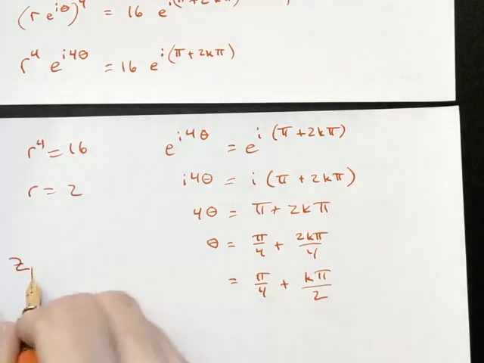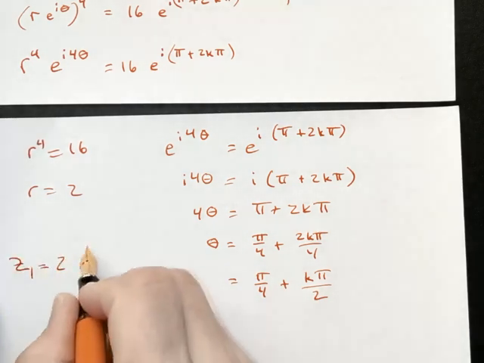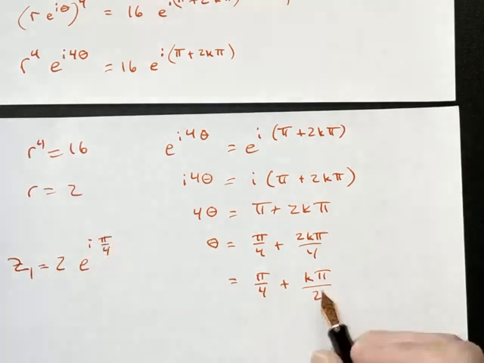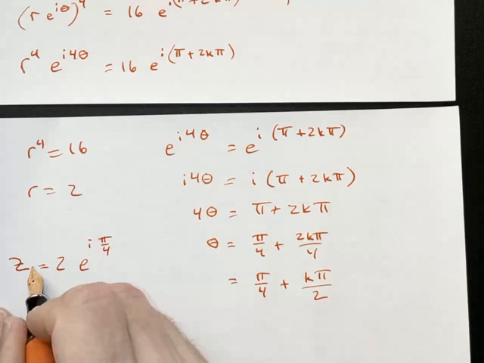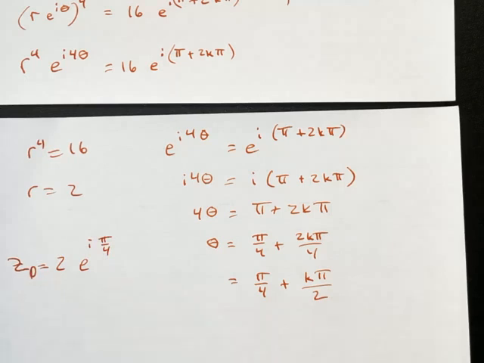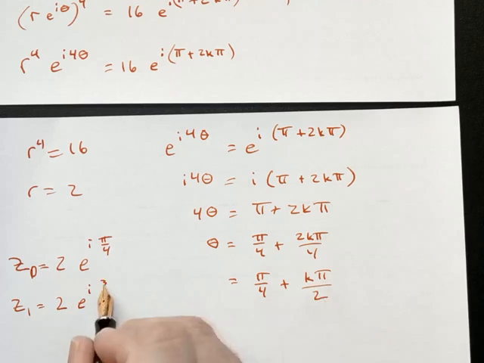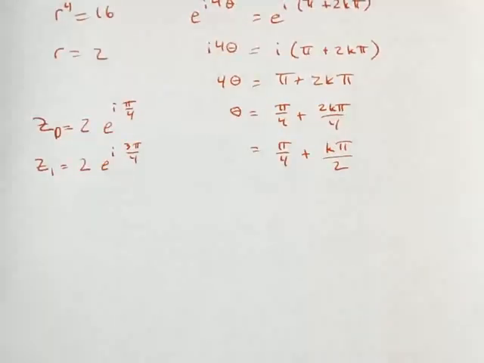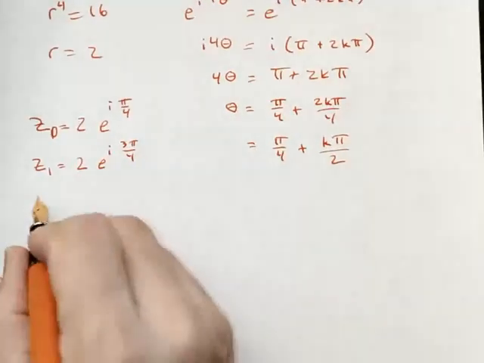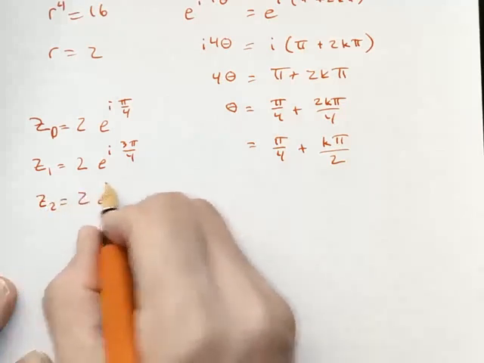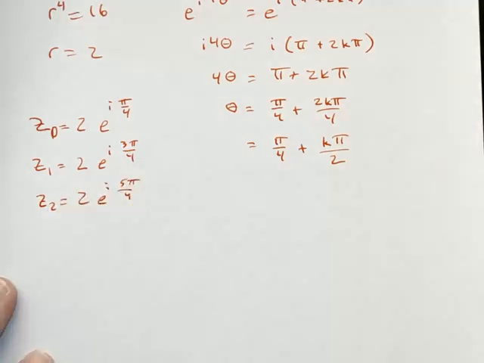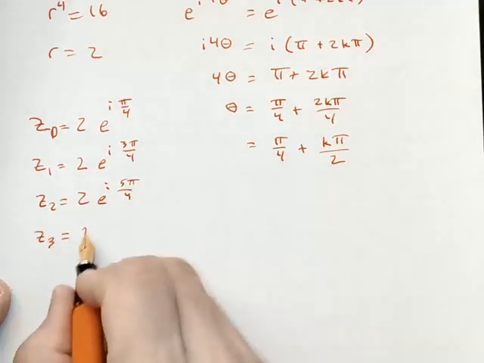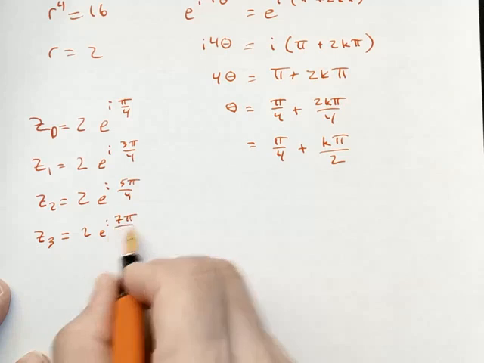So the first possible answer is 2e to the i pi over 4, k equal to 0. Actually, let's call that Z0 because it'll be where k is 0. Then Z1 will be 2e to the i pi over 4 plus pi over 2, that's 3 pi over 4. And then there are 2 more. Z2 is 2e to the i 5 pi over 4, and Z3 is 2e to the i 7 pi over 4.